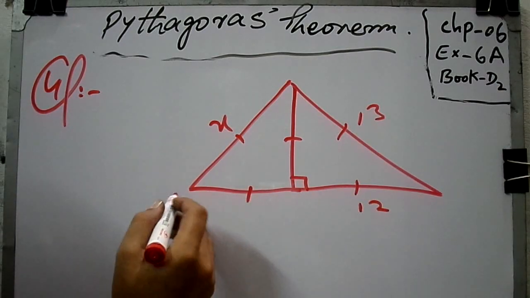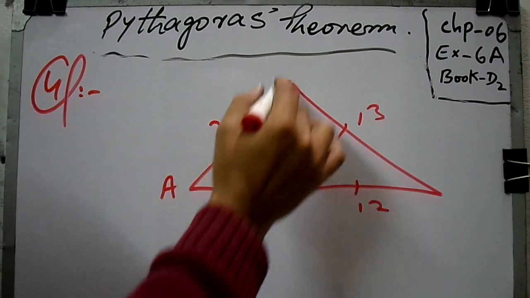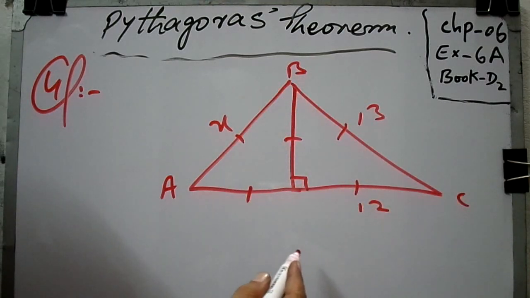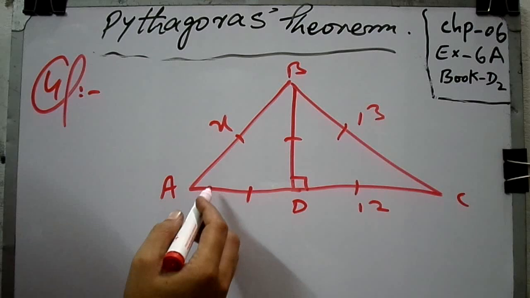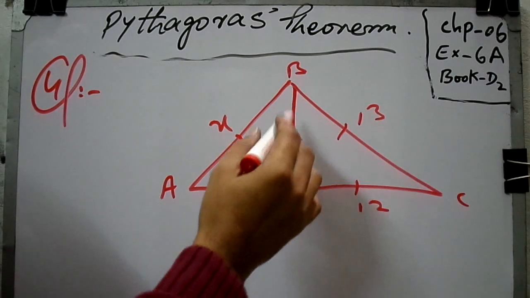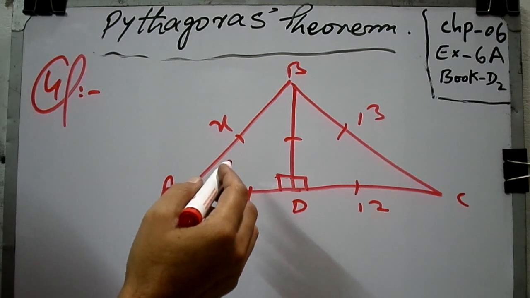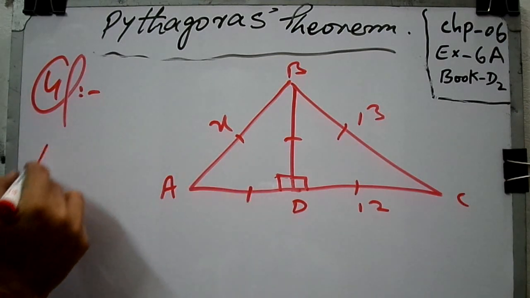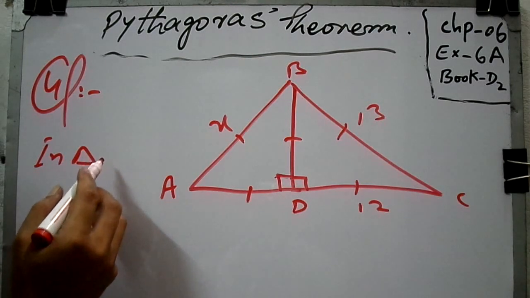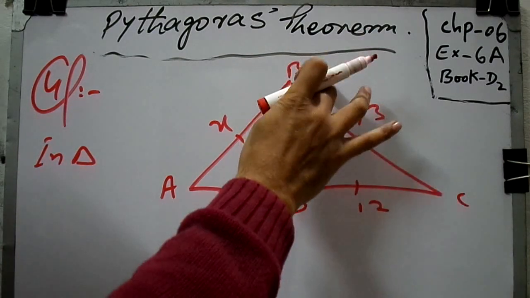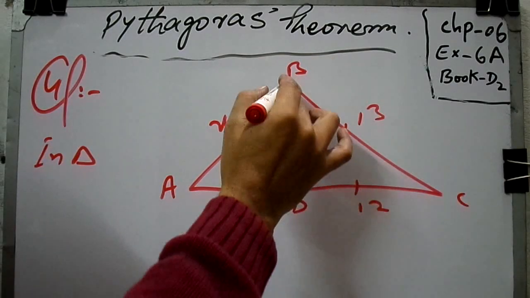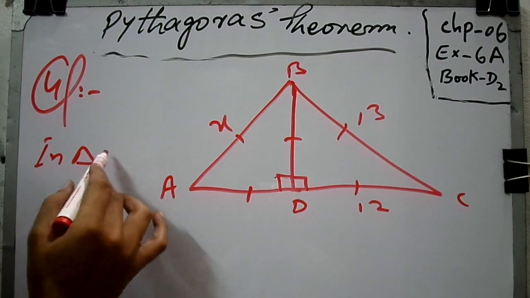First of all, give the names: that is A, B and C, and that is D. In this triangle, this is a 90 degree angle, and this is also a 90 degree angle. So you can take the triangle, in triangle CBD, because two sides are known to us and I have to find this side.